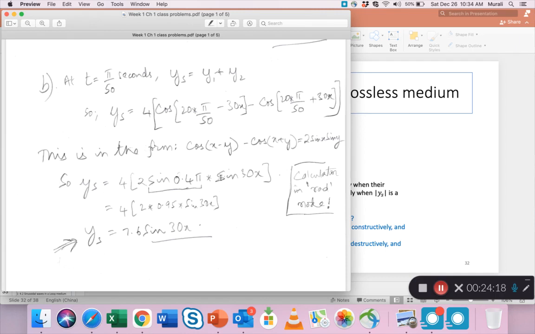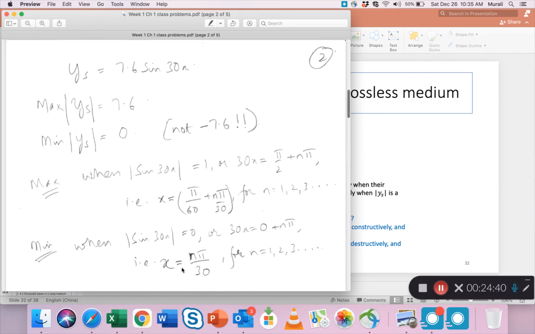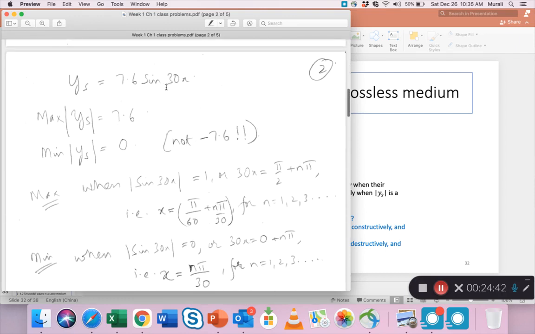Anyway, this quantity sine 0.4 pi is 0.95. Remember, the value of sine or cos can only go between minus 1 and 1. So in this case, it's 0.95. And so if you solve this for x, you get ys as an equation like this, 7.6 sine 30x. It's a simple sinusoid, right? Okay. Now continuing on, we have this relationship. Now we have to find the maximum value of the magnitude of ys.